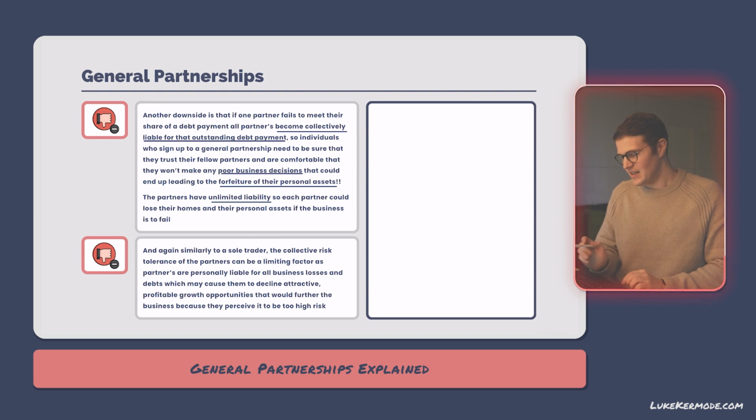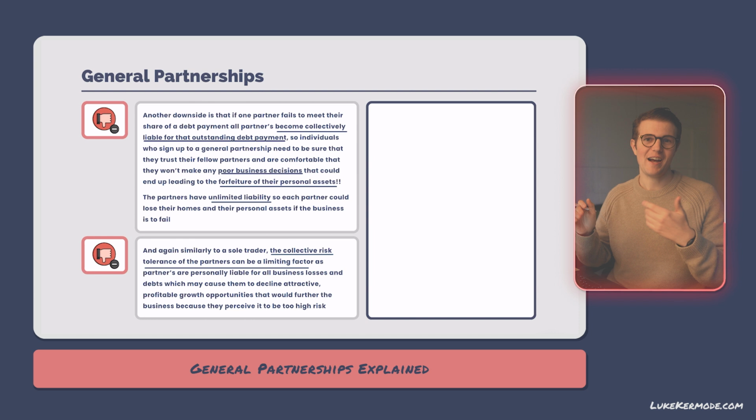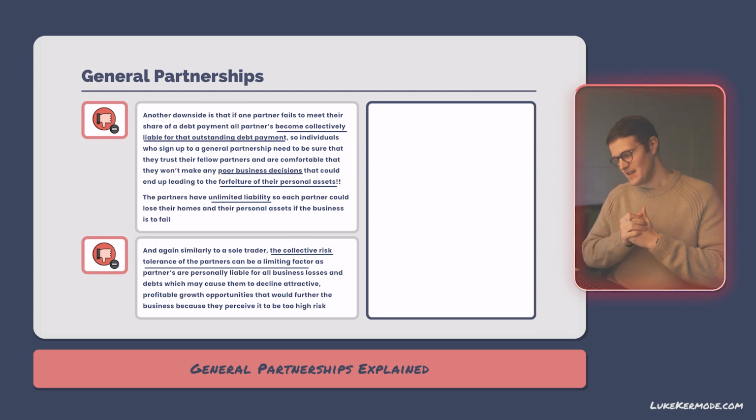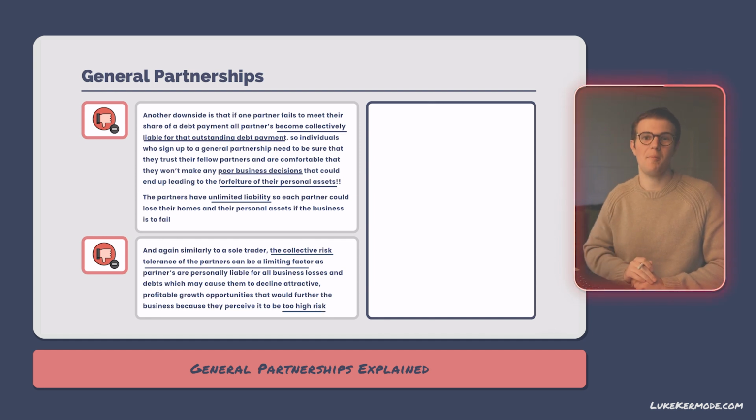And finally, the collective risk tolerance of the partners can also be a limiting factor. If the partners are risk averse, they may turn down attractive investment and growth opportunities that could help scale the business and push it into new areas, and help the growth trajectory of the business going forward, because they perceive it to be too high risk. So yeah, the risk tolerance of the partners is one factor that can hold the business back.